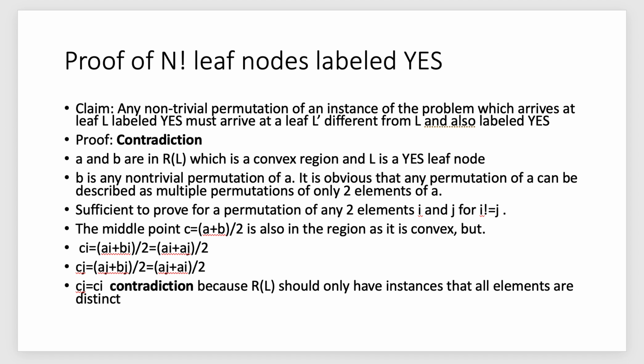The proof will be done by contradiction. Imagine that A and B are in R of L, which is a convex region, and L is a yes leaf node. Those are the conditions. B is a non-trivial permutation of A.